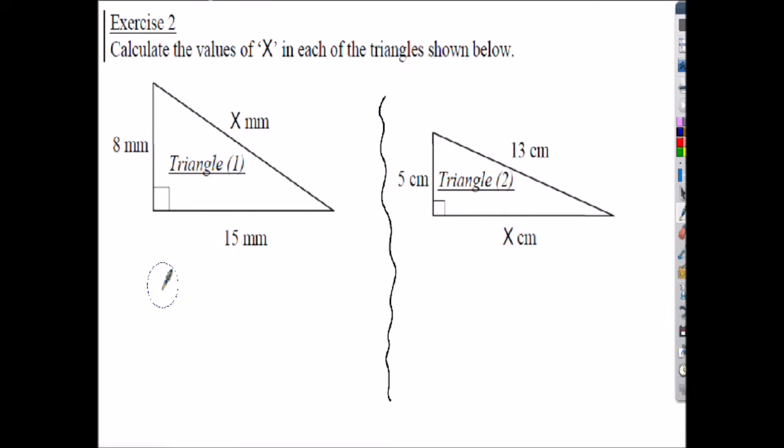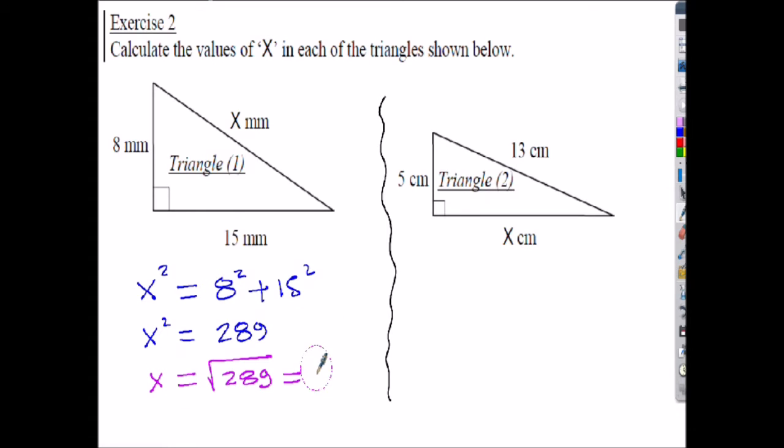Exercise 2, triangle 1 here. We've got to find the value of x, and we can clearly see x is the hypotenuse side of the triangle. So applying Pythagoras Theorem, the square of the hypotenuse, x squared in this case, is equal to the sum of the squares of the other two sides. So that would be the sum of 8 squared and 15 squared. So x squared is equal to 289. Square root both sides, x is equal to 17 millimeters.